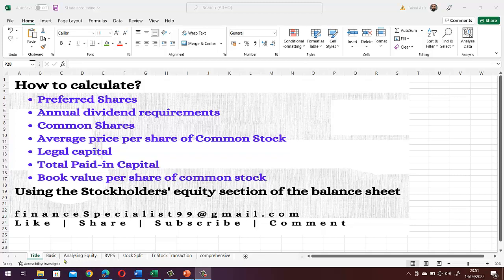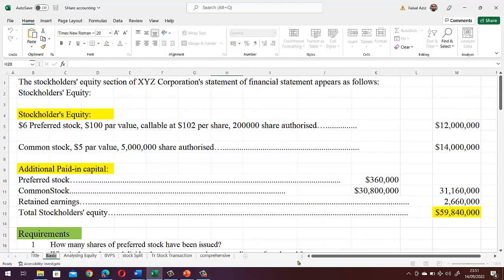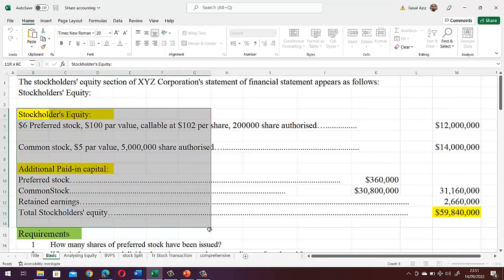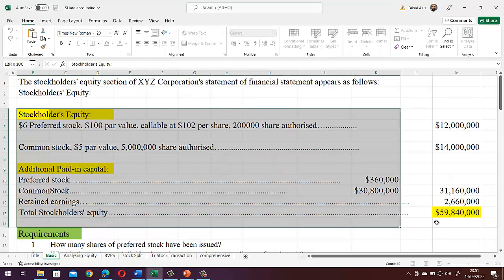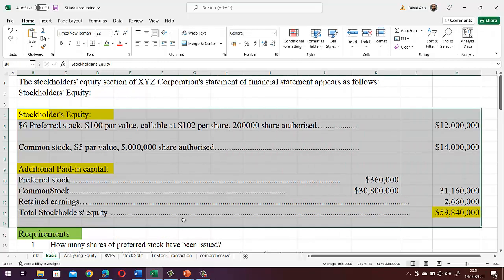Let's start with our discussion. Viewers, as you can see, there is a scenario. It is a stockholders equity section which has been extracted from one of the balance sheets of a company. Let's assume that we have a hypothetical company, XYZ Corporation.